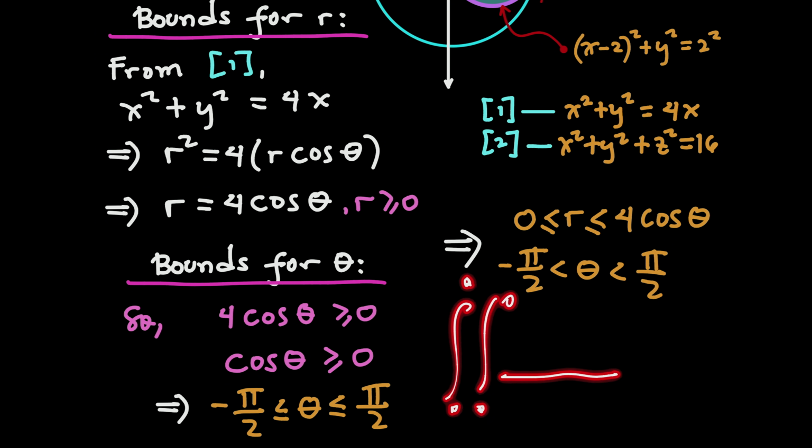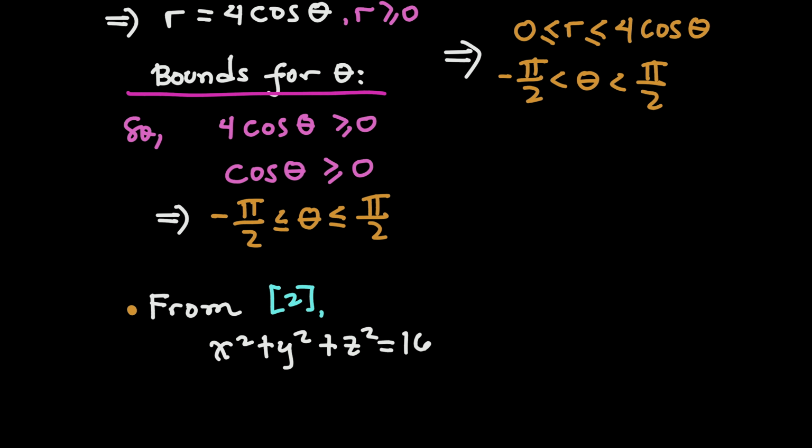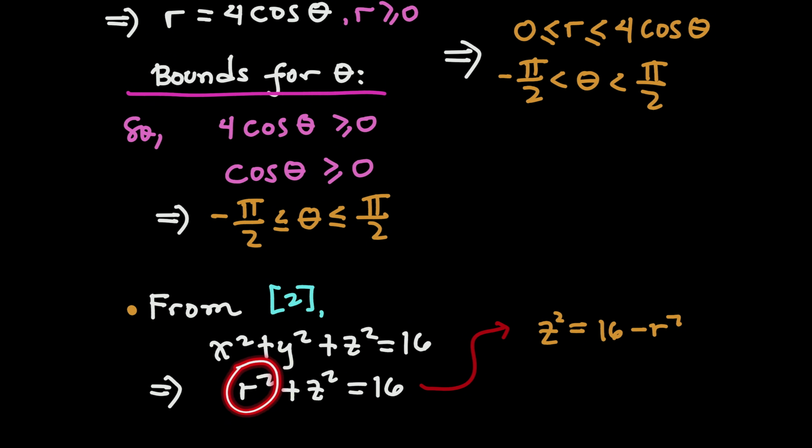Now, how do we find the inside function of your double integral? Here, we make use of the equation of the sphere, that is, equation 2. Notice that we have this one. So we convert this x squared plus y squared into r squared. So that we have this one, and then transposing r squared to the other side gives us this one. And taking the value of z, we have plus or minus the square root of 16 minus r squared.